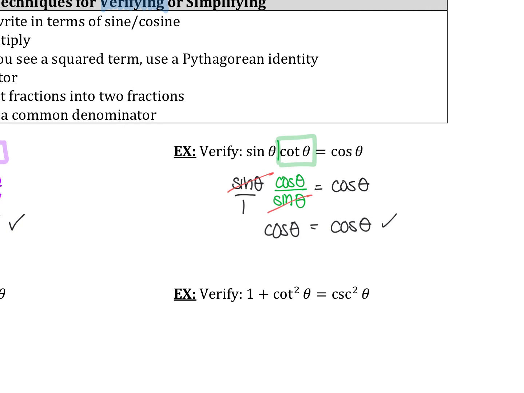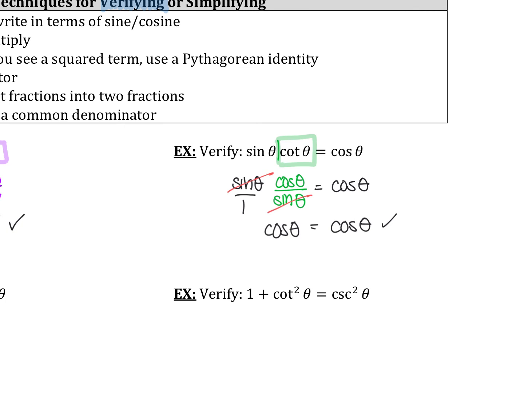These identities don't have exactly one way you have to start every time. It's like if you were doing an actual puzzle. Some people start with all the edge pieces first. Some people pick a color and start with that. It doesn't matter. The end goal is to get that puzzle put together. The end goal is to get both sides of the equation the same. So as long as we're using good math, meaning we're not making up things, we should be good.